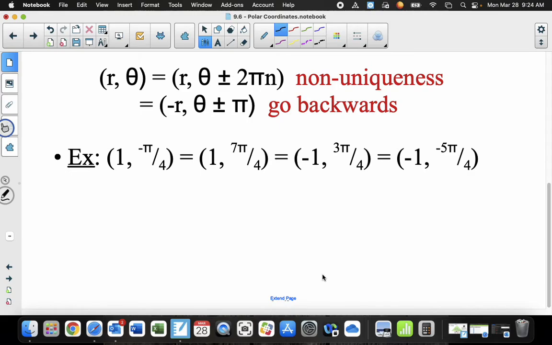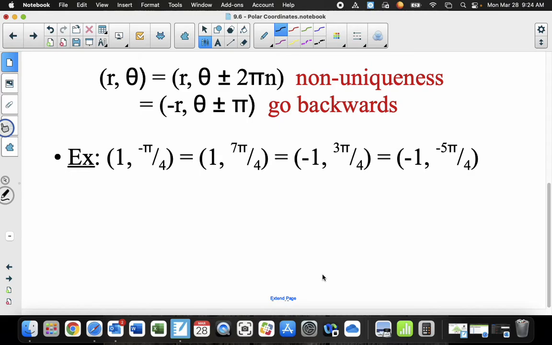Okay? The other option is this. Notice where I say go backwards on this one. We could go to theta, whatever theta is, and then let's say we add pi, or 180 degrees. That puts us in the opposite quadrant. If you notice, then r is negative. It's not saying that the radius is a negative number. It's saying that you're going in a negative direction. So you're going in the opposite direction. We'll take a look at that when we get into the actual plotting of points.